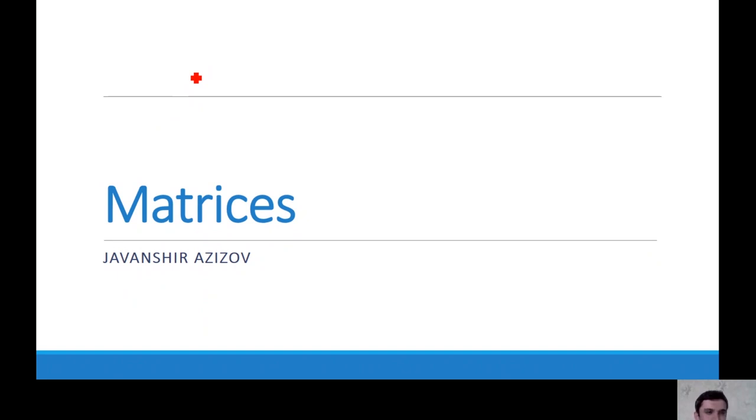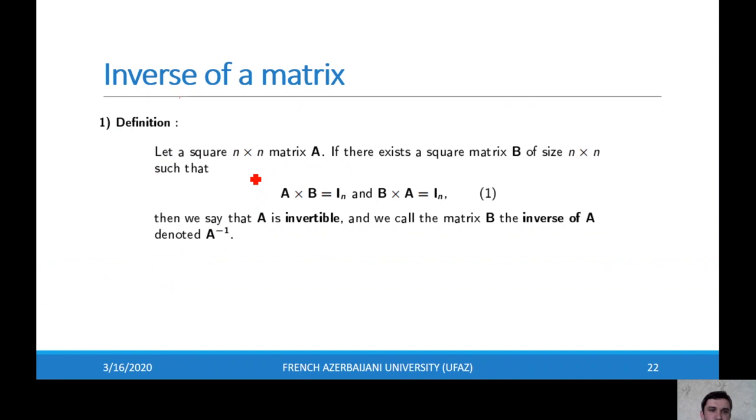Definition. Suppose we have an n times n square matrix A. If we have a square matrix B of size n times n such that A times B and B times A are the identity matrix, in this case we say that A is invertible and B is called the inverse of A. For the inverse of A, we use this notation, A to the power of minus 1.